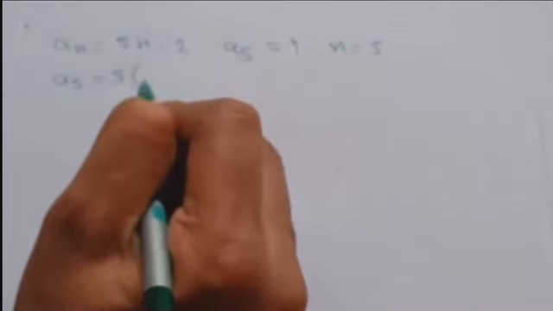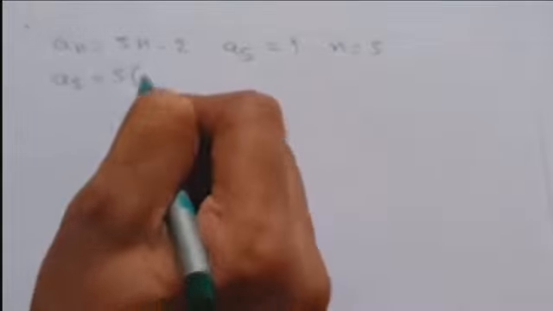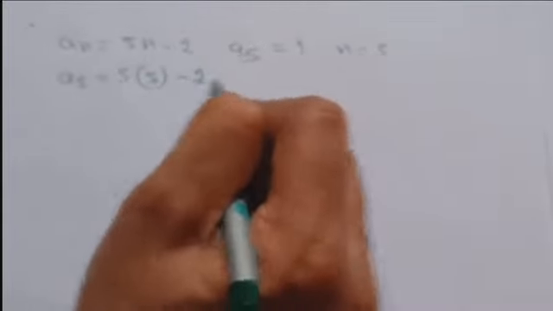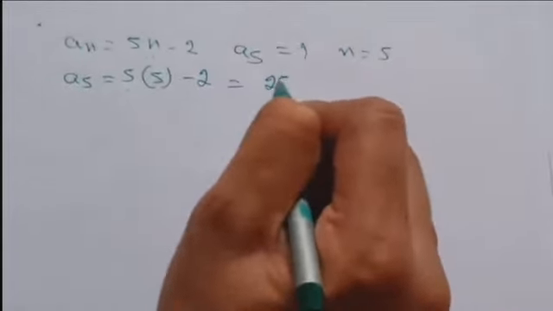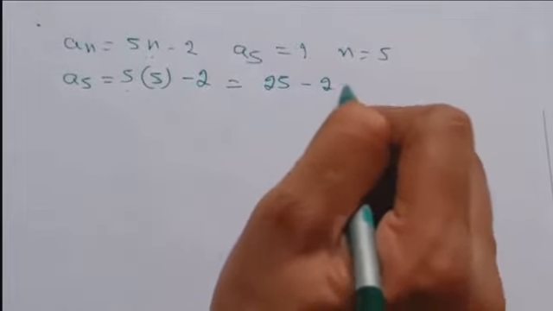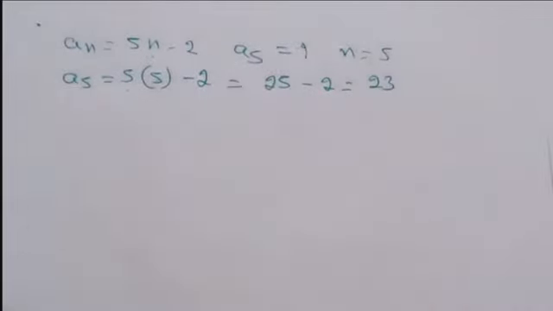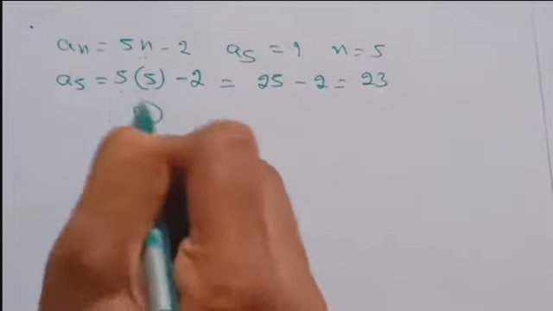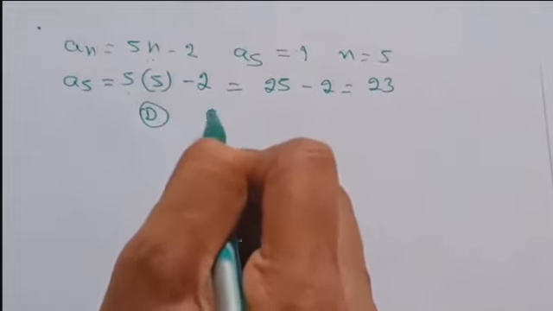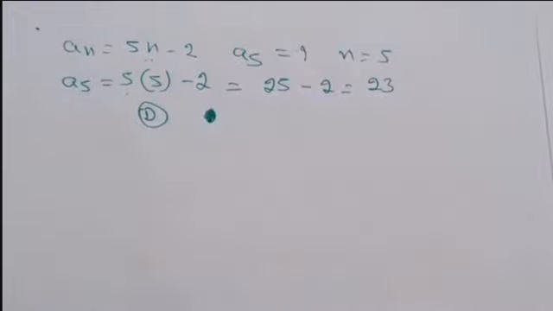So therefore, A5 equals 5 into the n value, which is 5, minus 2. So 5 times 5 is 25, minus 2. The answer is 23. Okay. So which option is correct? The D option will be correct. So you need to shade the D option. Okay. This is the answer for the an equals 5n minus 2 question. Next question.